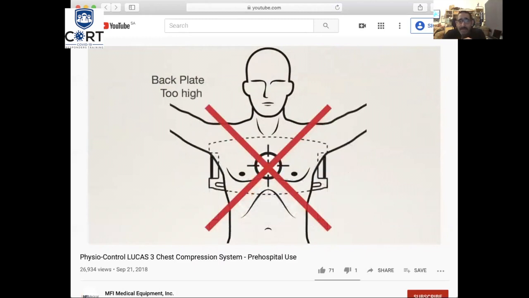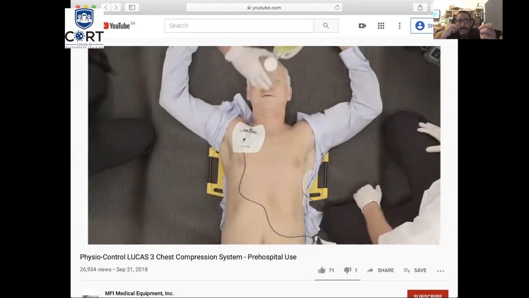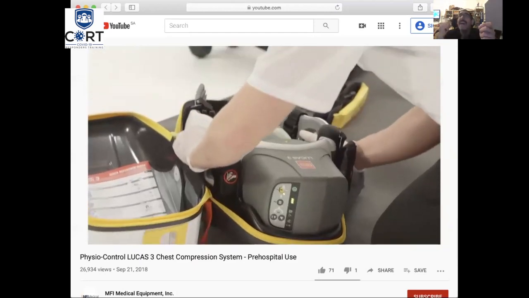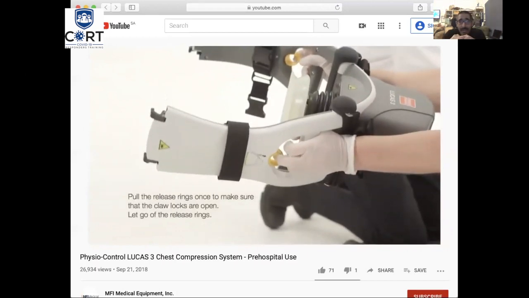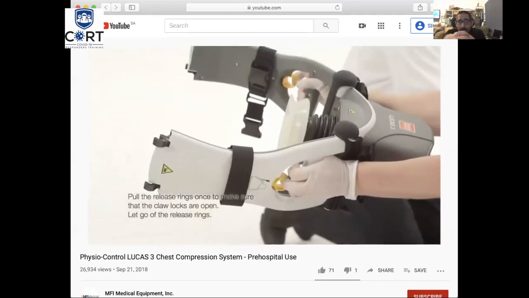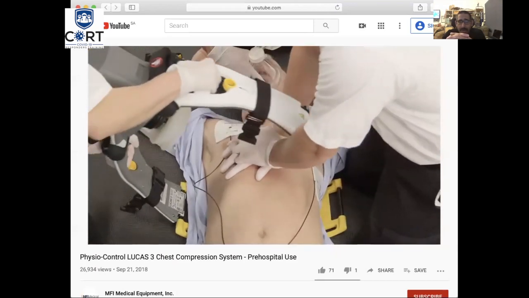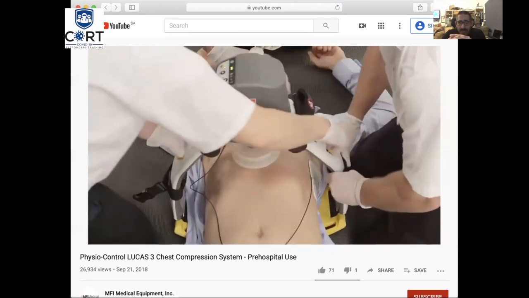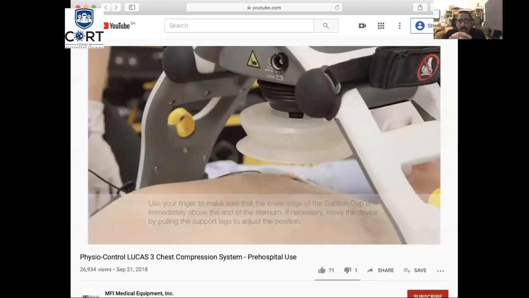Is it better than human compression? No. Is it worse? No. It is as good as human compression. There were a couple of big studies done in Europe, and they found that there is no difference in outcome. It's not better or worse.